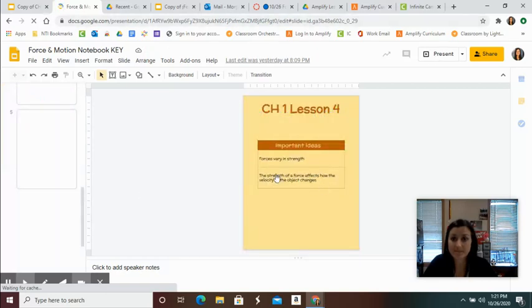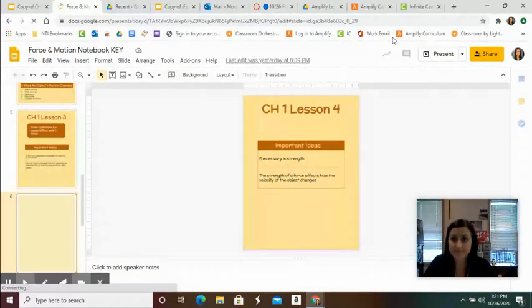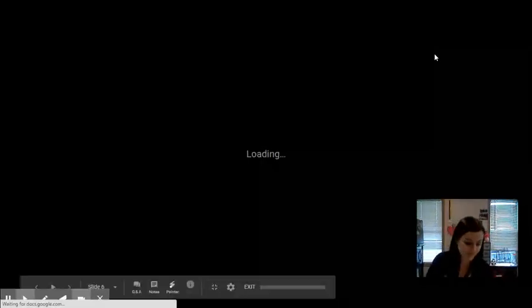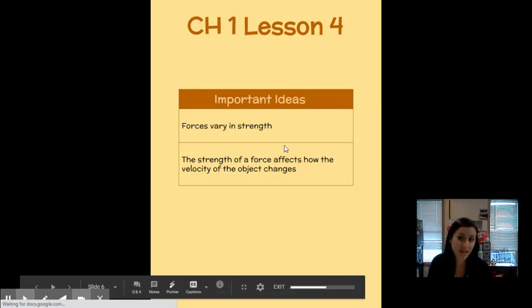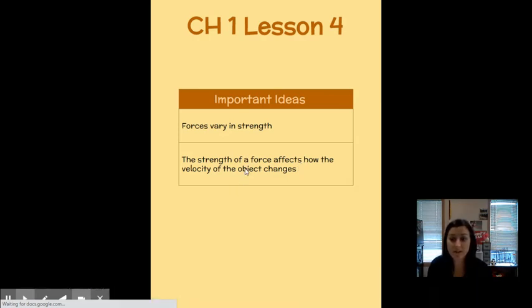Those important concepts were, and I'll present it here, that forces can vary in strength, obviously pushing and pulling. If I push something, it might go farther than if a 1-year-old baby pushed it. So forces can change, and the strength of a force affects how the velocity of an object changes. If you push something hard, it's probably going to go farther than if you just barely touch it. Those are our 2 important ideas, so hopefully you can get that into your notebook. And that's that for this lesson.